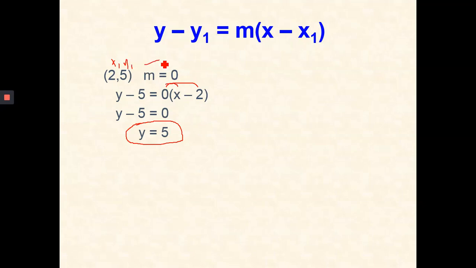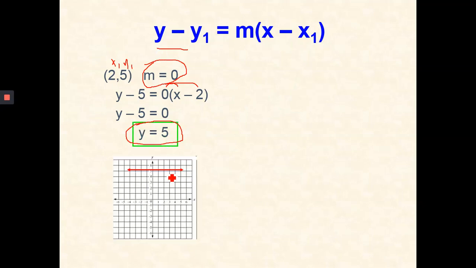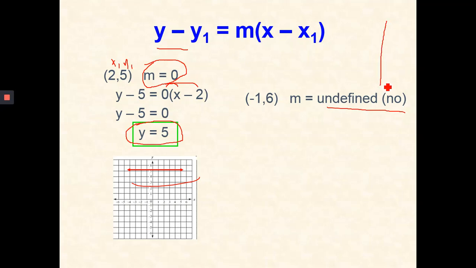So, can you still remember what is the line if your slope is 0? Okay, very good. It is a horizontal line. Okay? So that is the graph. That is the line. Okay? The next one we have here, -1, 6, wherein your slope is undefined. Can you still remember what is the line if your slope is undefined? Okay, it is a vertical line. Okay?